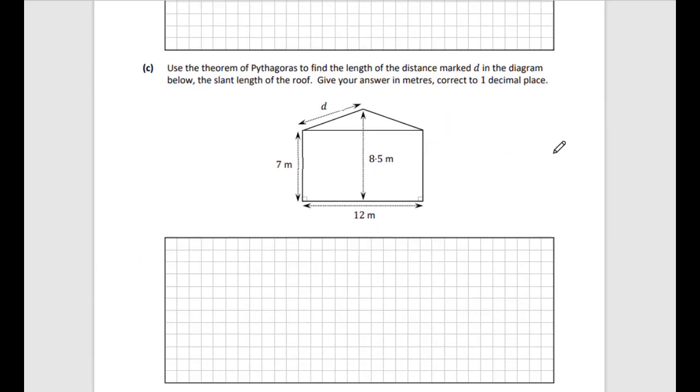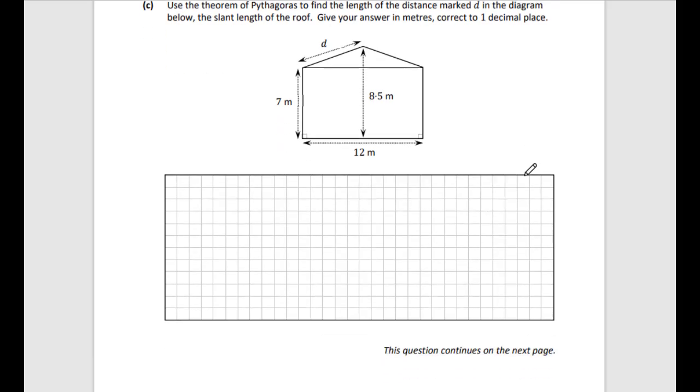Use the theorem of Pythagoras to find the length of the distance marked D in the diagram below, the slant length of the roof. Give your answer in meters, correct to 1 decimal place. So okay, we have our triangle here. This is the roof, this is D, this is going to be 6 meters here, it's going to be half of 12, and then you've got 1.5 meters here, it's just 8.5 minus 7. So you've got to say 6 squared plus 1.5 squared is equal to D squared, so D squared then is equal to 38.25.